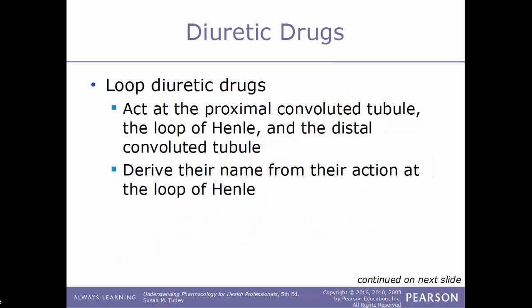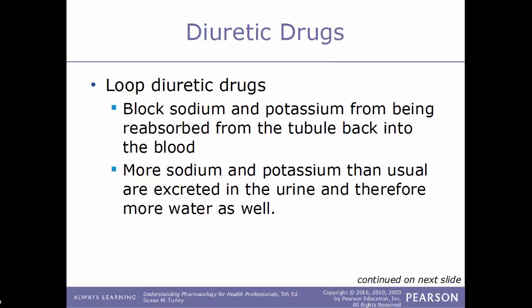Another category of diuretics is the loop diuretic drugs. These will act on the proximal convoluted tubule, and also on the loop of Henle and on the distal convoluted tubule. This class of diuretics gets its name because they act on the loop of Henle, and that structure is also known as the nephron loop. Now, this category of drugs will block sodium and potassium from being reabsorbed from the renal tubule back into the blood.